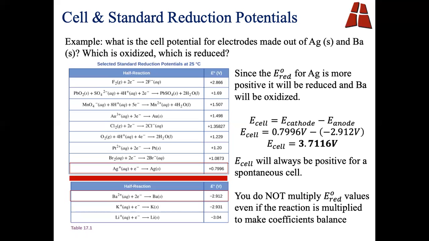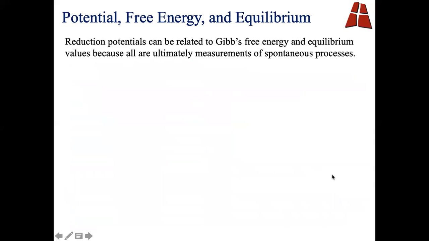Something to consider here that is maybe non-intuitive: you do not need to multiply any reduction potential value, the actual numerical value, even if your reaction is multiplied to make coefficients balance. If we were balancing that electrochemical reaction, we would need to multiply our silver reaction by 2 so that we transferred 2 electrons instead of just 1. Even though we would multiply the chemical species by 2, we would not multiply the reduction potential, okay?